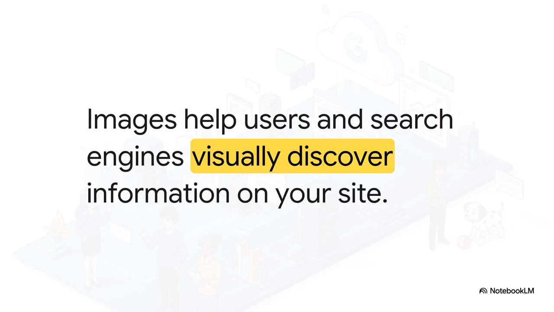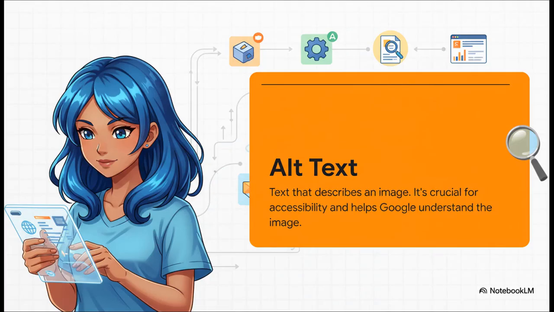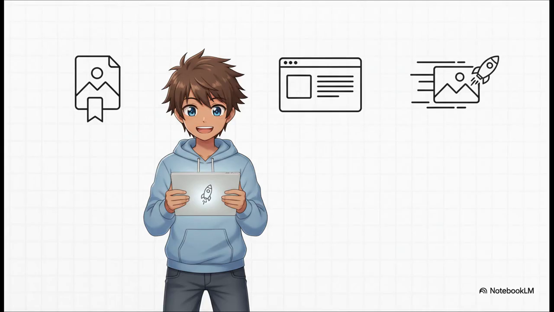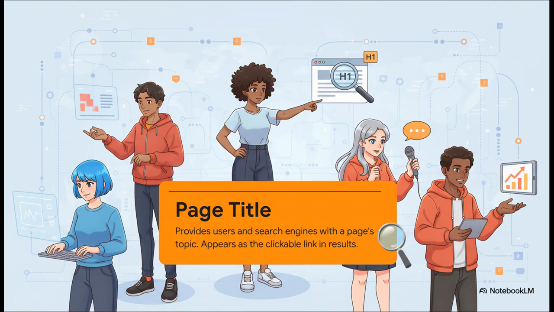All right, let's talk images. A little optimization here can land you right in Google image search. The big one here is alt text. It's basically a description that helps everyone understand the image. So please, don't just stuff it with keywords. A simple, clear description like this is way better. Also, use descriptive file names and make sure those images load fast. Super important for users.